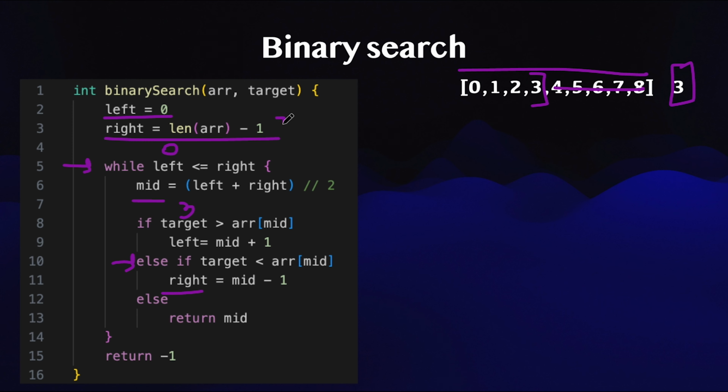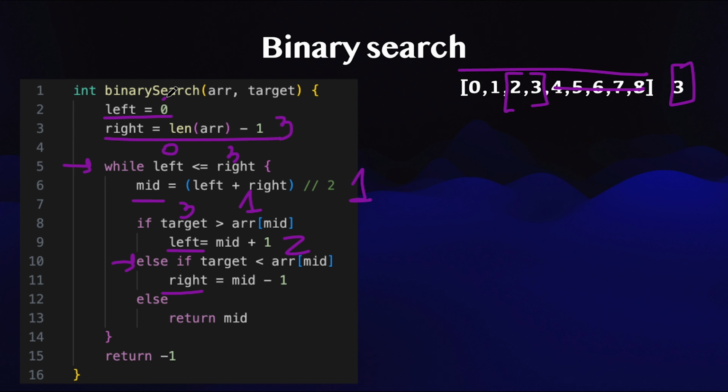And our new right is 3. And we again enter the loop because 0 is less than 3. So we are going to calculate the new mid, and 0 plus 3 divided by 2 is going to give us 1. Right? And now we compare the target 3 to 1. And it's bigger, so we're going to recalculate left. So now our left is going to be 2. So we can change our array here. And we are going to repeat the process again.